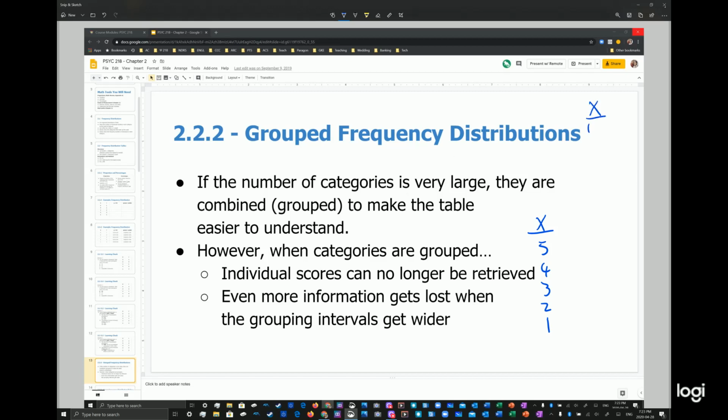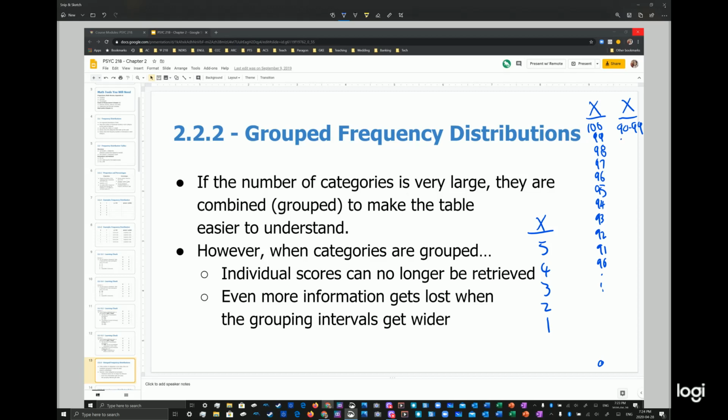if it was really big, it would be 100, 99, 98, 97, 96, 95, 94, 93, 92, 91, 90, and so on, down to 0. Yeah, you can see this table is going to be very, very hard to read. And it's going to be very, very long. So you might group them to say 90 to 99.